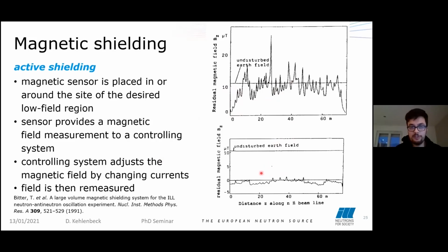Below this figure, we have another one with the same field profile as here. And so we have a combination of passive and active shielding. That means that the field compensation is switched on. And if you compare the residual magnetic field from here to here, you can see that this is much lower.